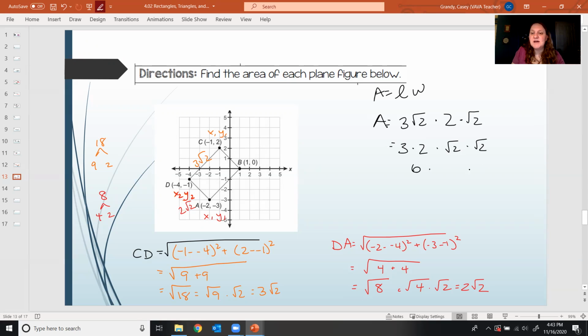This becomes 6 times, well, what's root 2 times root 2? Well, that's the same as the square root of 2 squared. A square root and a square cancel each other out. So root 2 times root 2 is 2. So the area of this whole thing is 12. And because it didn't give us units, I'm just going to say units squared. If you need to review radicals, I highly recommend doing that.